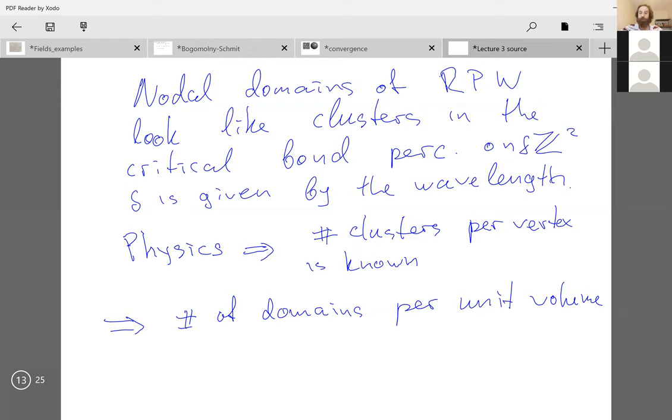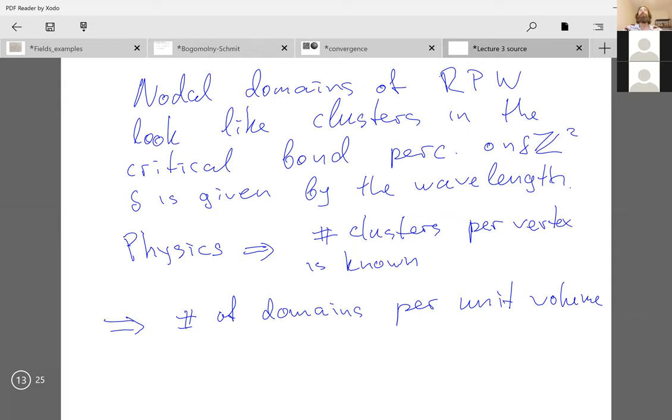Why are physicists interested in the number of nodal domains? Well, basically because it tells you something about the number of nodal domains for high energy eigenfunctions of the Laplacian. And why is this interesting? Well, at least one answer, and I think this is one of the motivations of Bogomolny-Schmit.